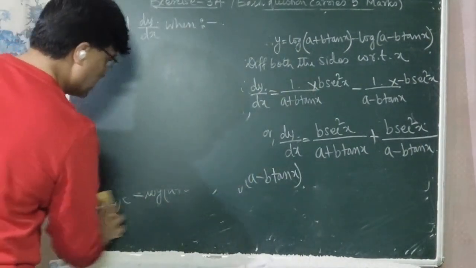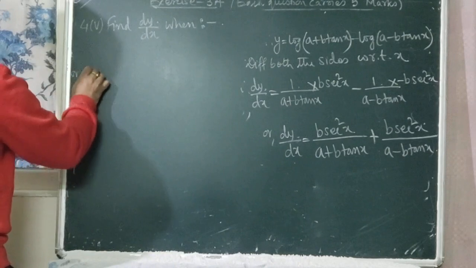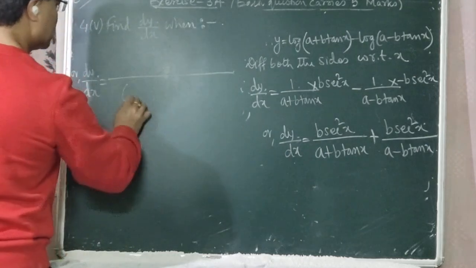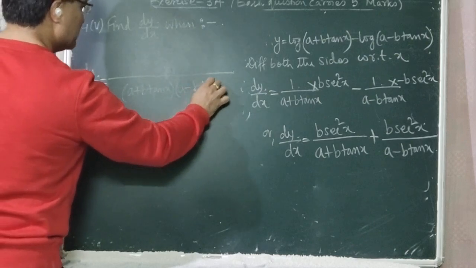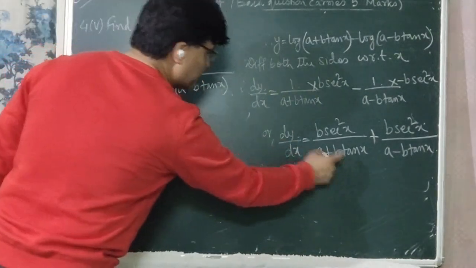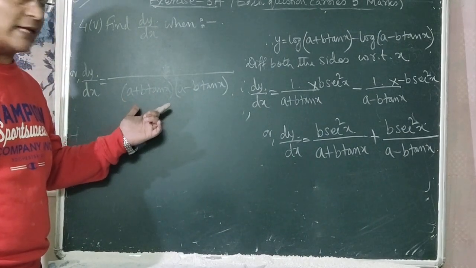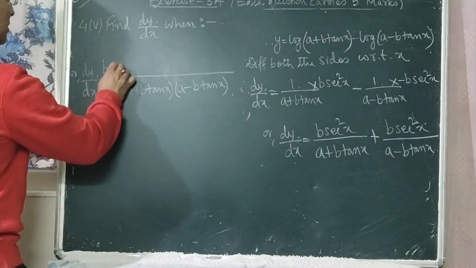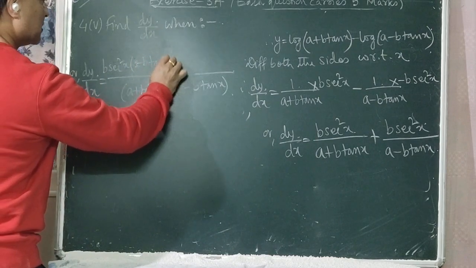Now you simplify it. That is, take the LCM: dy by dx is equal to, what's the LCM here now? A plus b tan x into a minus b tan x. So this is the LCM. Now this LCM is divided by this factor, a plus b tan x. So a plus b tan x gets cancelled, you will get a minus b tan x, and it should be multiplied by the numerator, that is b sec square x, and within bracket a minus b tan x.